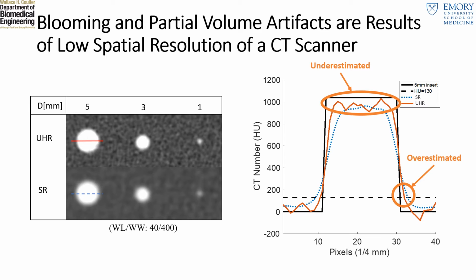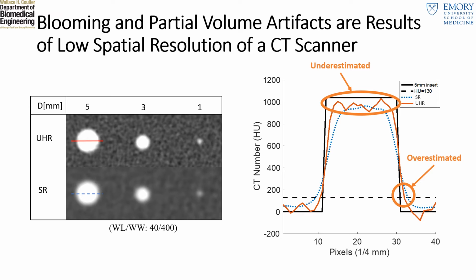To get a better understanding of the impact of blooming and partial volume artifacts, images of the same object were taken with SR and UHR for comparison. On the left, we can see each of the two scans from UHR and SR of calcium inserts with the same attenuation and 3 different diameters in a cardiac phantom. A line was created through the center of the 5 millimeter insert for both resolutions, and their corresponding profiles are seen in the figure on the right.